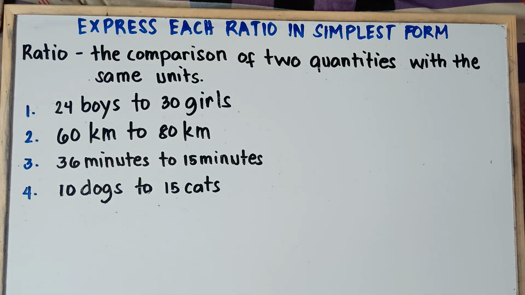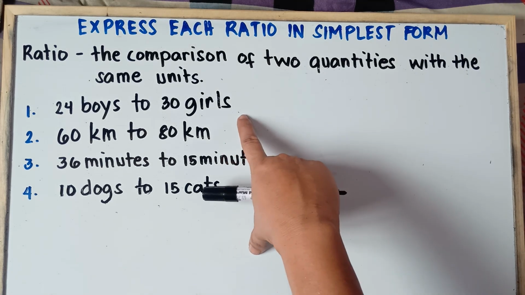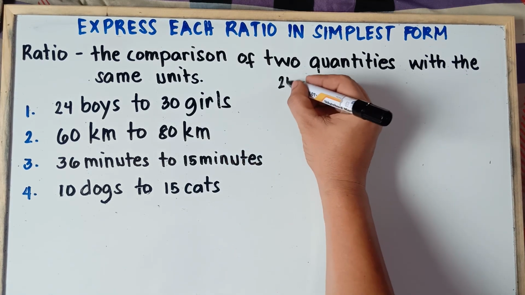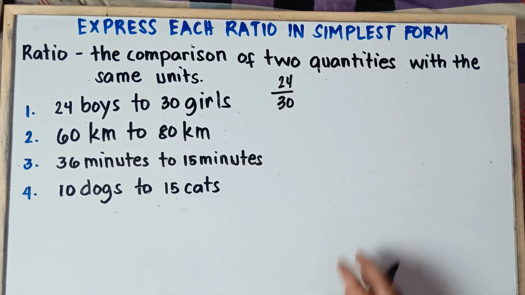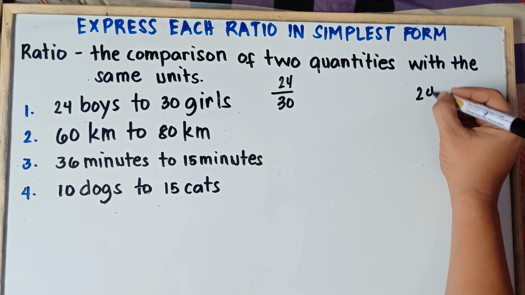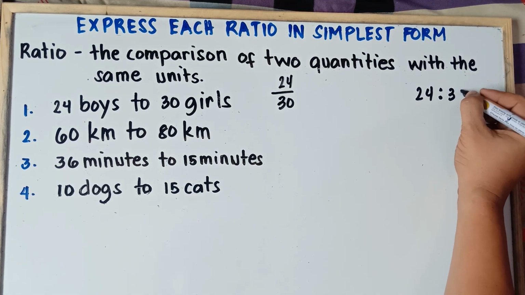Alright, so before we start with number 1, we need to define first what is ratio. Now ratio is the comparison of two quantities with the same units. For number 1, we are told to find the ratio of 24 boys to 30 girls. Once again class, we can write this in fraction form. That would be 24 over 30. Or you can also write this in column form. That would be 24 is to 30.